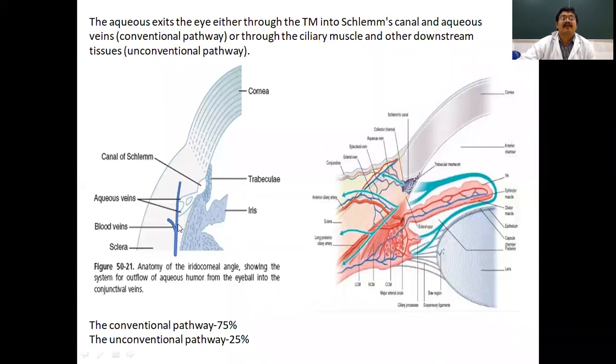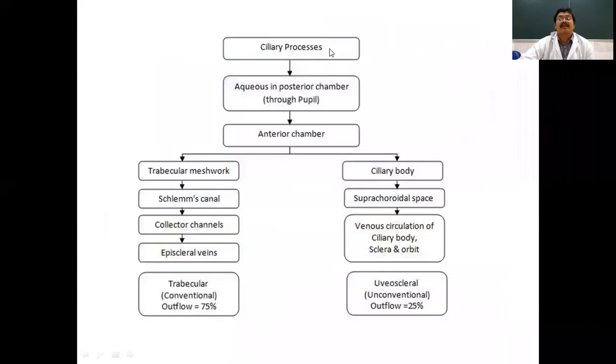This is the conventional flow, from the trabecular meshwork, Schlemm's canal and the aqueous veins into the episclera. The conventional flow contributes 75%, and the unconventional flow pathways contribute 25%. The aqueous humor passes through the pupil to the anterior chamber, the trabecular meshwork, the collector channels and the episcleral veins, which is the 75%.